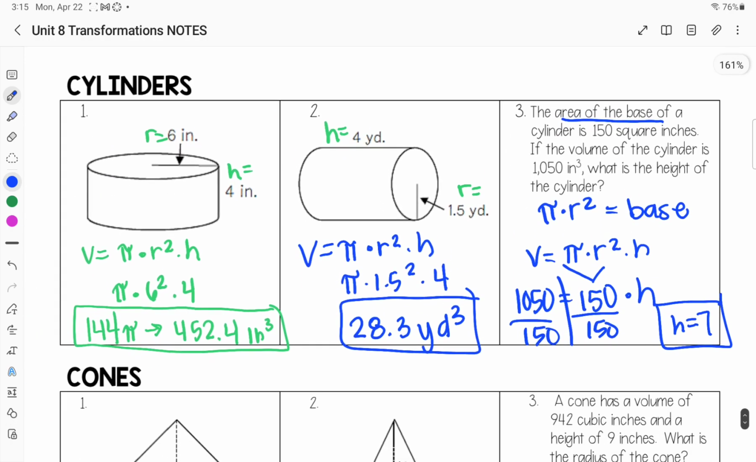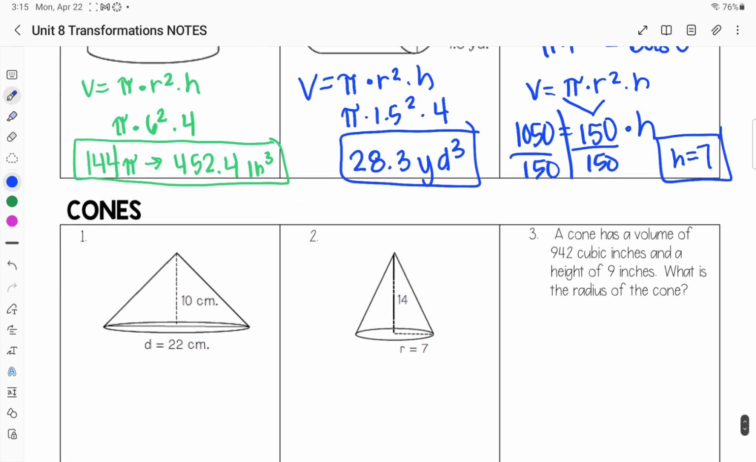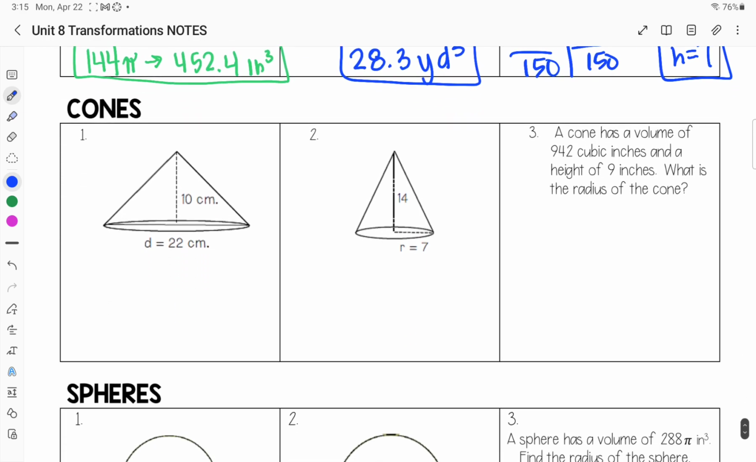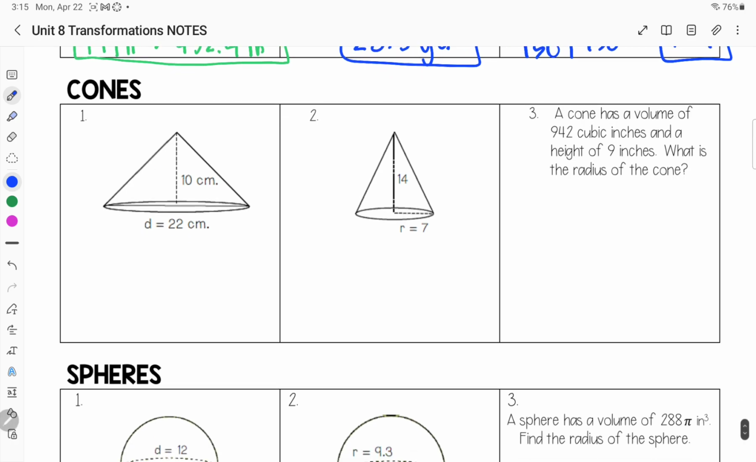All right, our next one, we're going to be doing the same formula, except then we're going to divide by 3. The problem with these, we need 2 things. We need our radius and our height. Your radius is always inside the circle. So these are my heights.